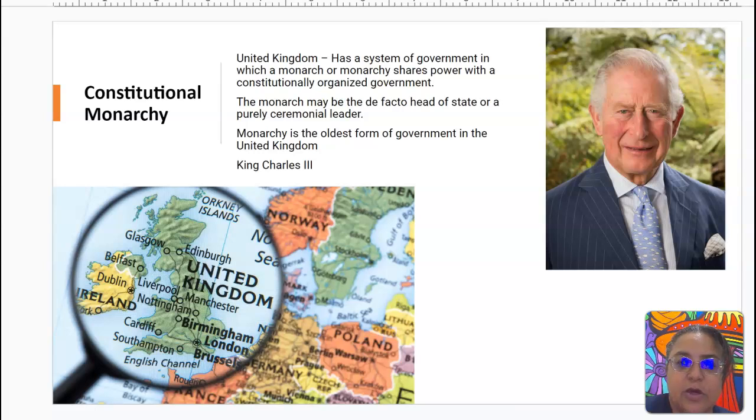Constitutional monarchy: the United Kingdom has a system of government in which a monarch or monarchy shares powers with a constitutionally organized government. The monarch may be the de facto head of state or a purely ceremonial leader. Monarchy is the oldest form of government in the United Kingdom. Currently, King Charles III is the monarch.